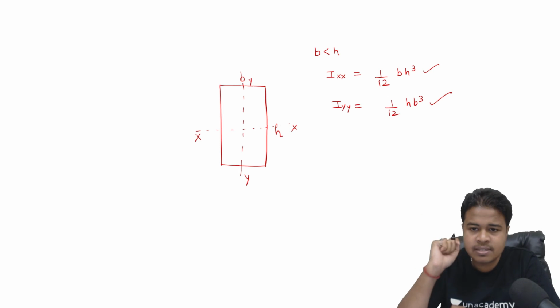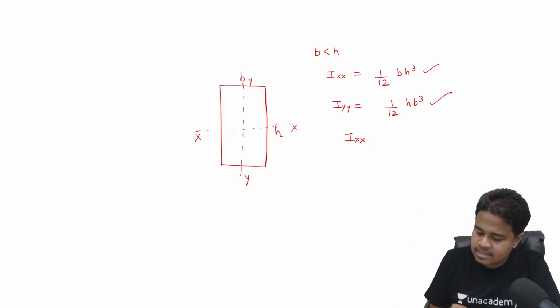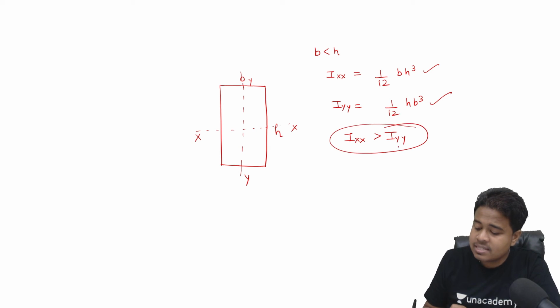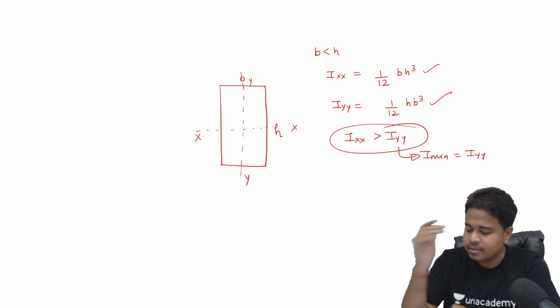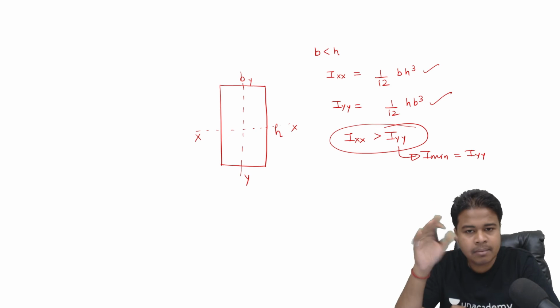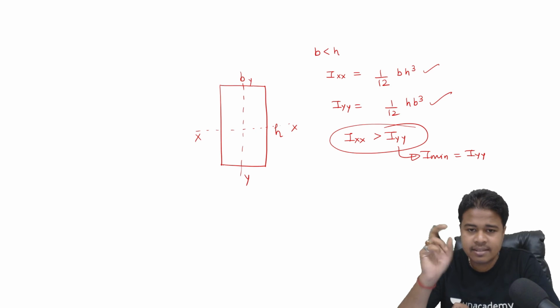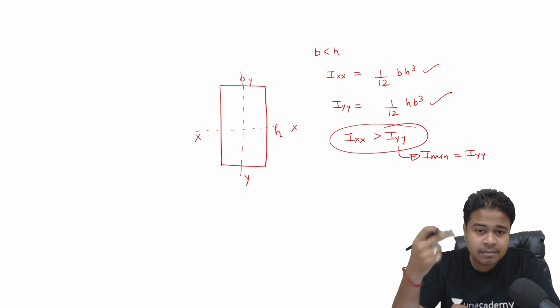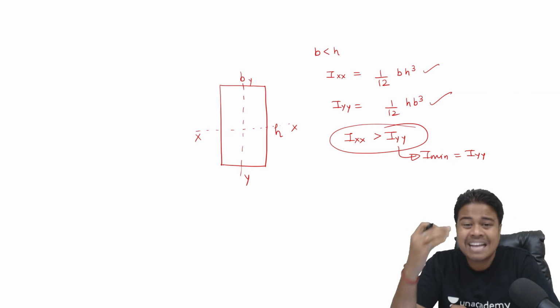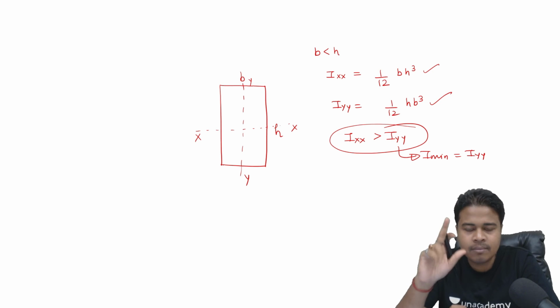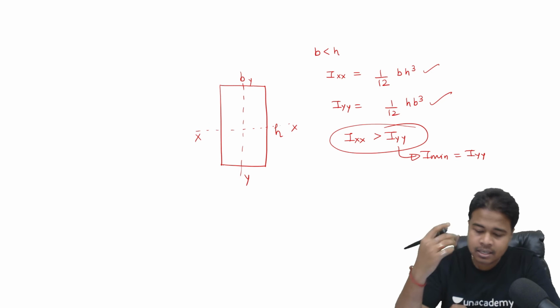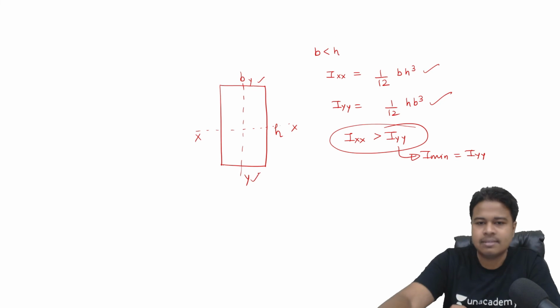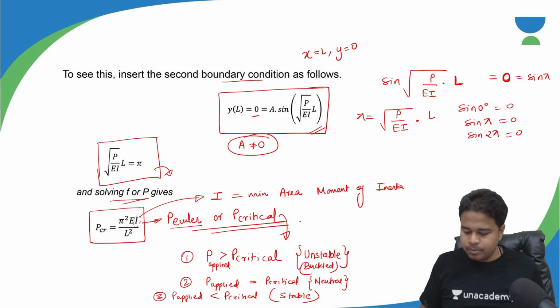Out of which one is greater? Obviously IXX is greater than IYY. So which is the minimum? I minimum is IYY. Okay, IYY is the minimum among the two. So you can say that the column will start buckling if the P applied exceeds P critical, and it will buckle about YY axis. I hope you got my point.